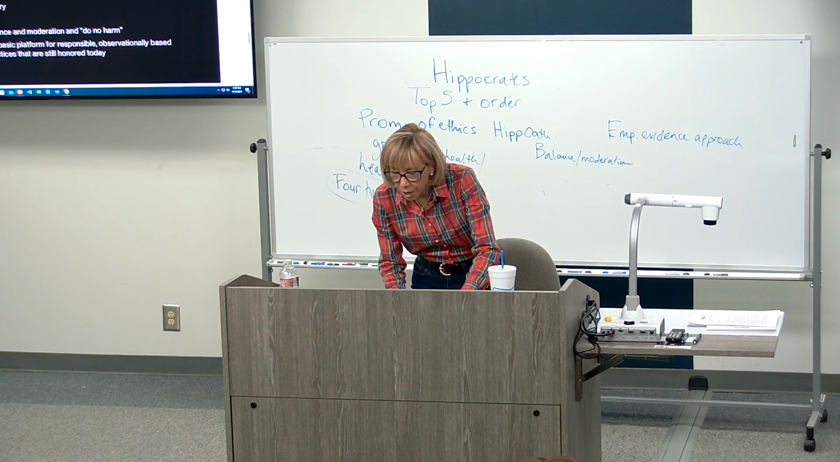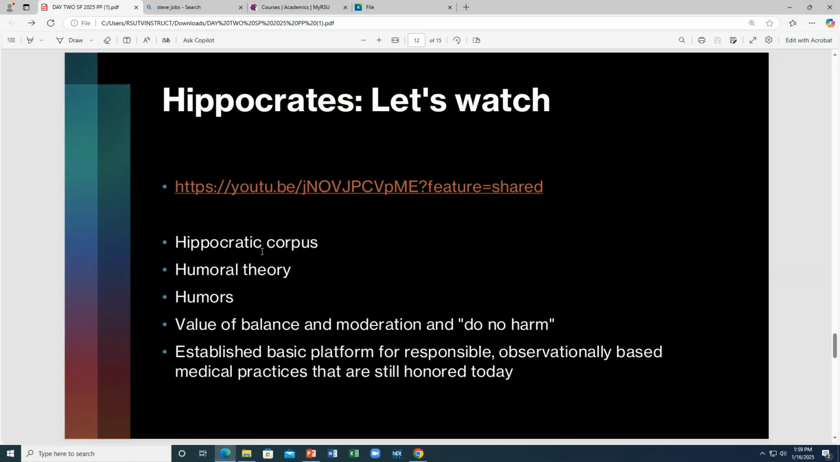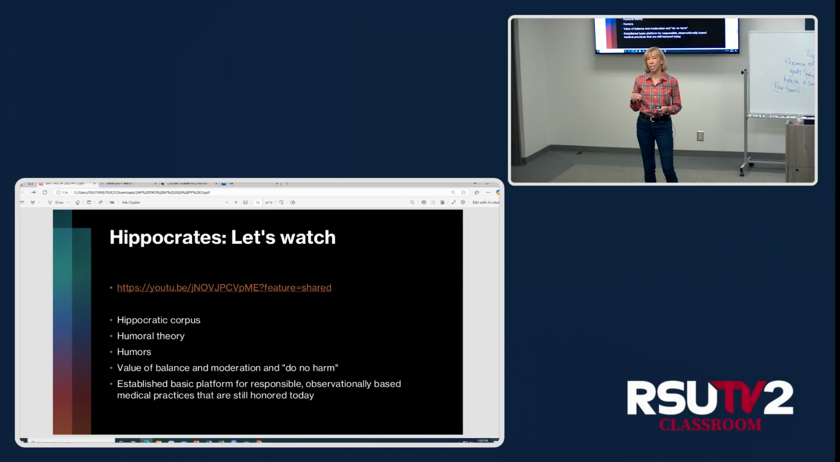Okay. All right, so the Hippocratic corpus was mentioned, but corpus was not defined. What you need to know about that is corpus means body. So the Hippocratic corpus means body of work, all right?